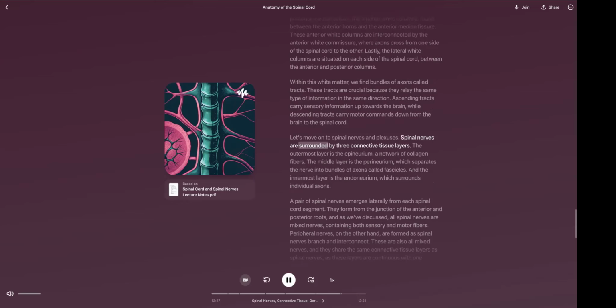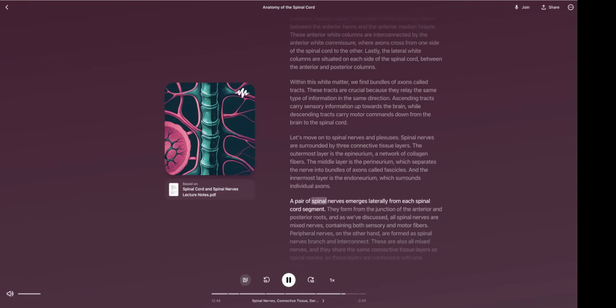Let's move on to spinal nerves and plexuses. Spinal nerves are surrounded by three connective tissue layers. The outermost layer is the epineurium, a network of collagen fibers. The middle layer is the perineurium, which separates the nerve into bundles of axons called fascicles. And the innermost layer is the endoneurium, which surrounds individual axons.